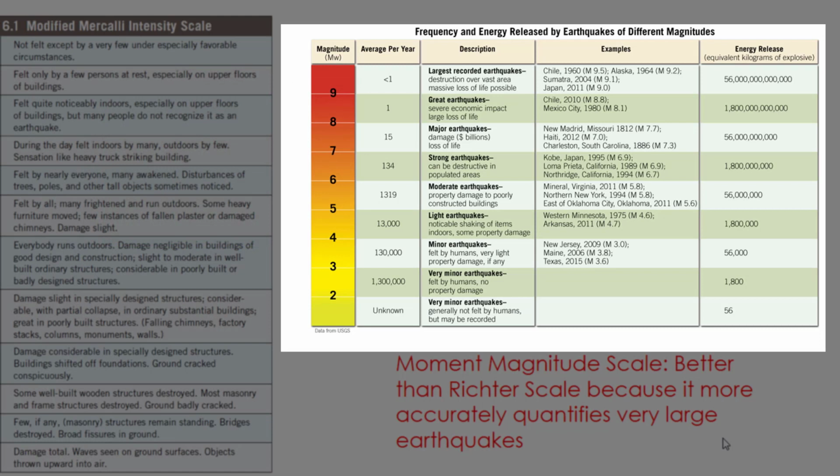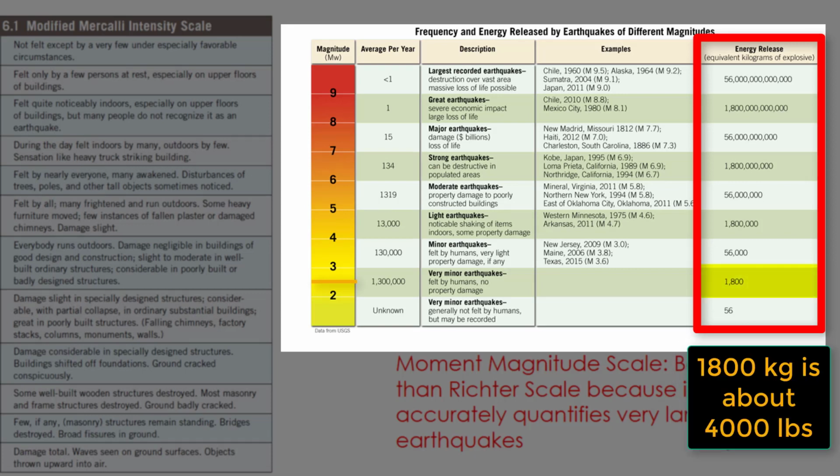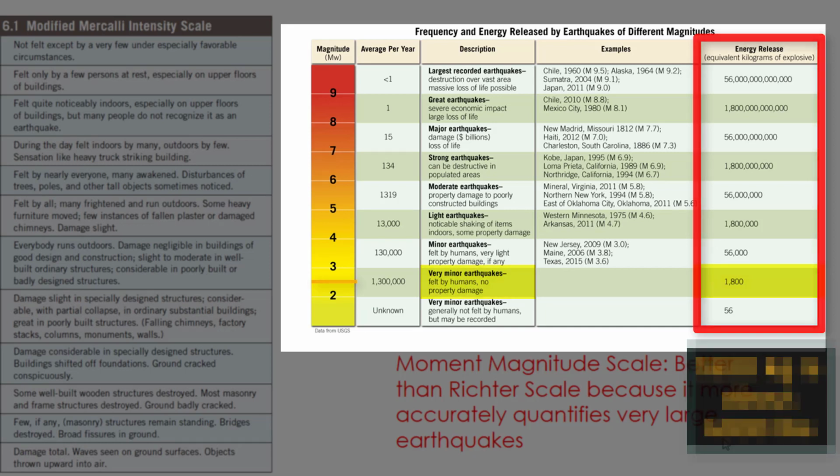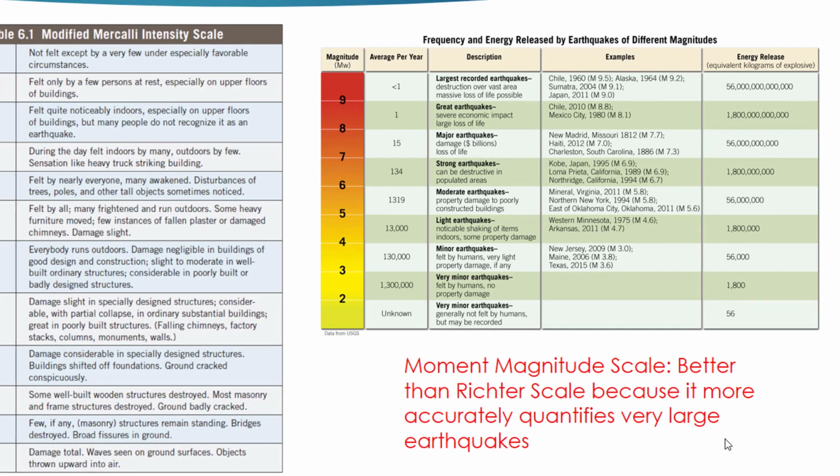So when we talk earthquake magnitude, we're talking about the energy released by the earthquake. And for the moment magnitude scale, we're talking about the equivalent energy released by kilograms of explosives. So for instance, if you have an earthquake that has a moment magnitude somewhere around 2 or 3, the energy released by that earthquake will be equivalent to about 1,800 kilograms of explosives. Now, if we wanted to describe that earthquake, it would actually be considered a very minor earthquake. You probably wouldn't feel this earthquake, and this earthquake would not cause any property damage. But as we work our way up the scale, from say 2 to 3, or 3 to 4, or 4 to 5, we see a 32-fold increase in energy released in between each number.